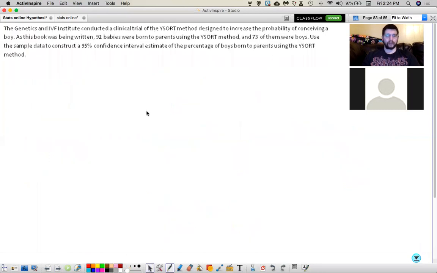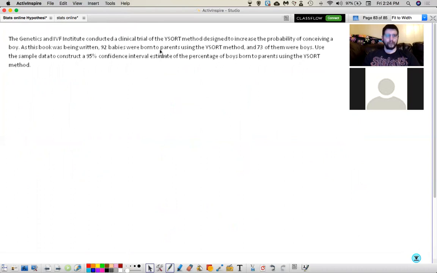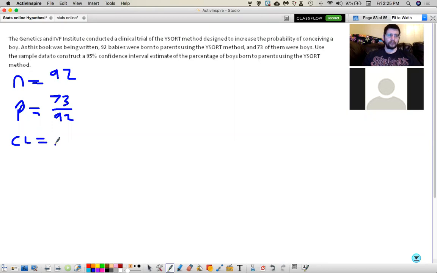Okay, now we have a confidence interval. So Genetics and IVF Institute conducted blah, blah, blah. Okay, 92 babies. 73 of them were boys, so p hat is 73 out of 92. Conduct a 95% confidence interval. The confidence level 0.95. To estimate the yada, yada, yada.